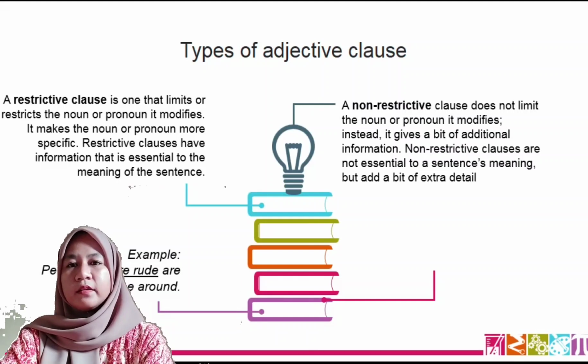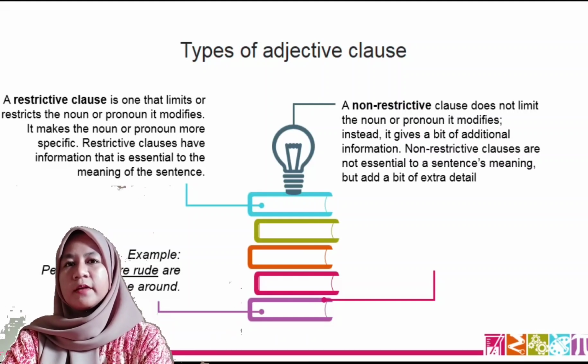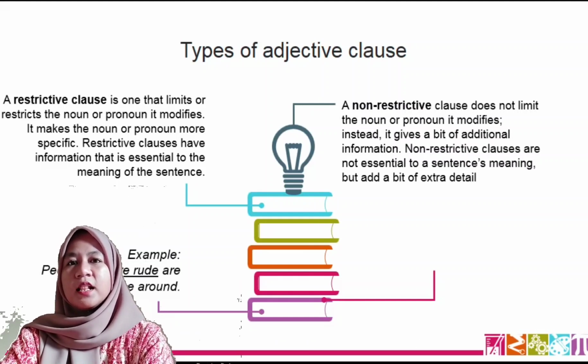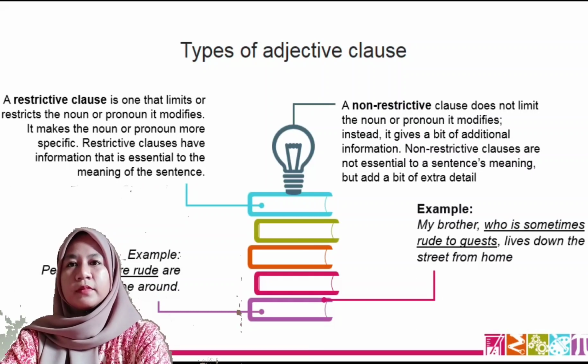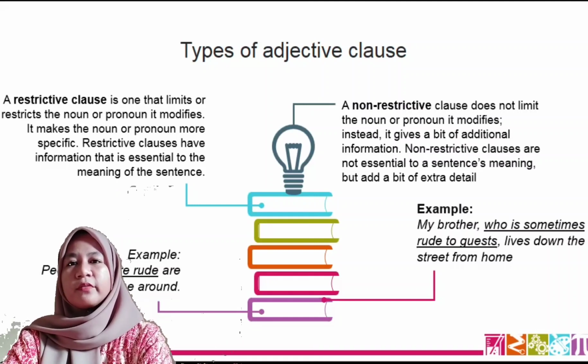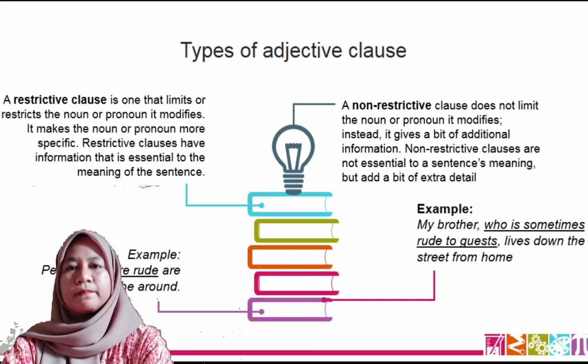For the example: my brother, who is sometimes rude to the guests, lives down the street from home. This adjective clause is non-restrictive. It is adding extra information about my brother. If this adjective clause were removed, the main message of the sentence would remain the same.